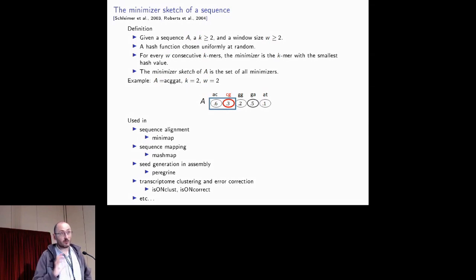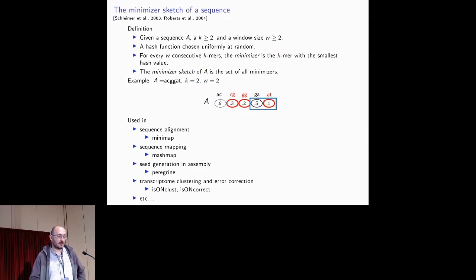Then we shift the window to the right. We find the next k-mer with the minimum value, and we add it to the sketch. Now, sometimes the new minimizer is the same as the old minimizer, so we don't do anything. And here, finally, we add AT to the sketch. And so the sketch of this sequence is the 3 k-mers CG, GG, and AT. This sketch is, as I mentioned, widely used in sequence alignment, mapping, assembly, error correction, and so on.